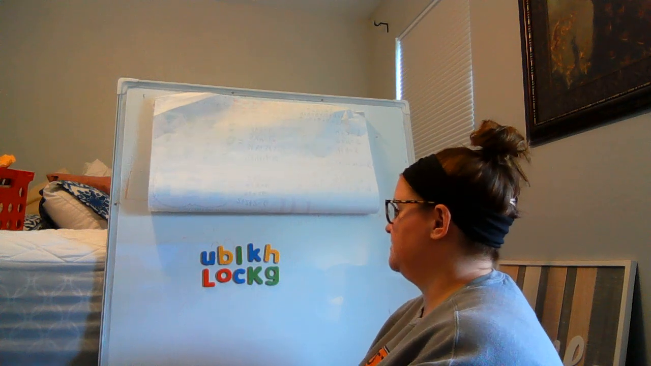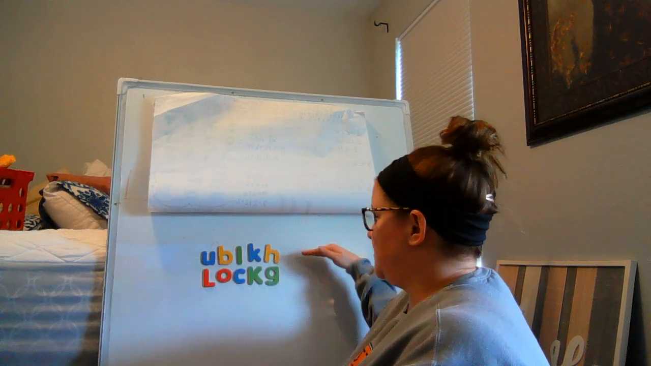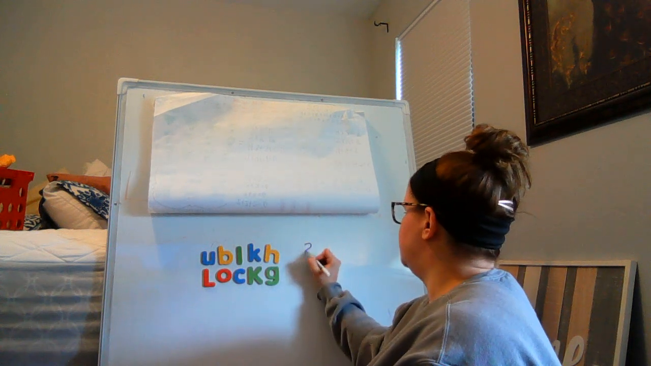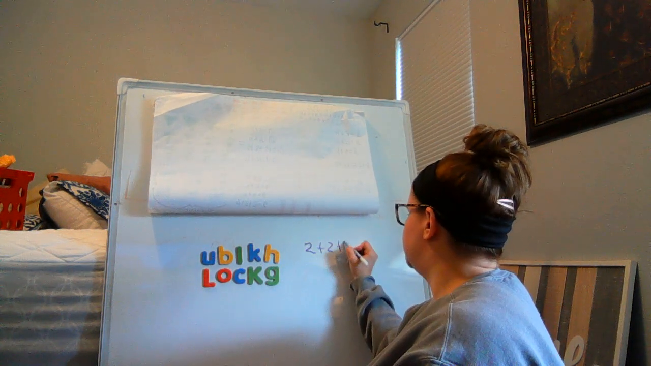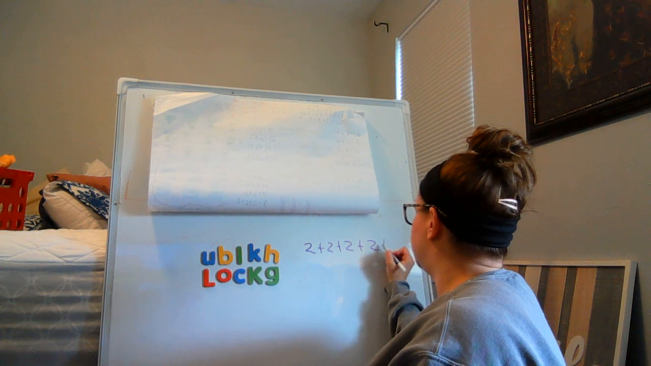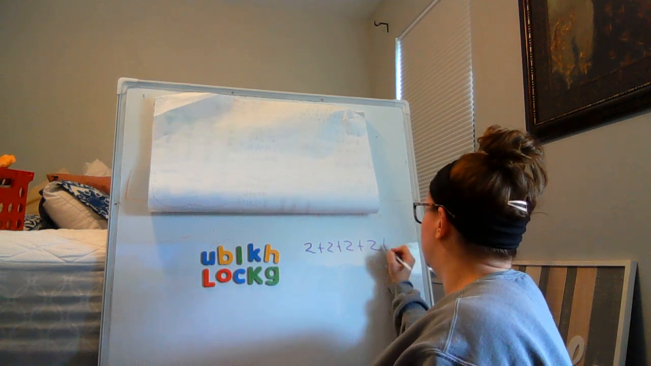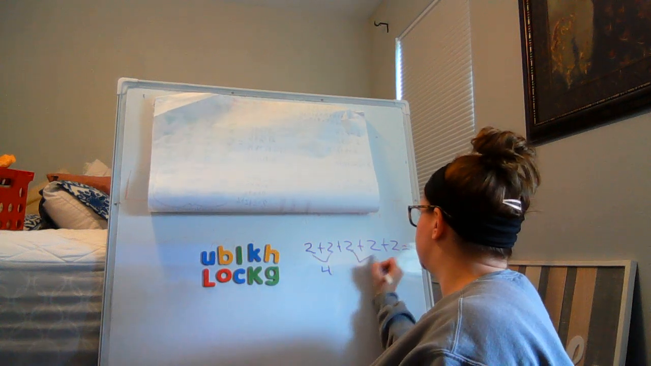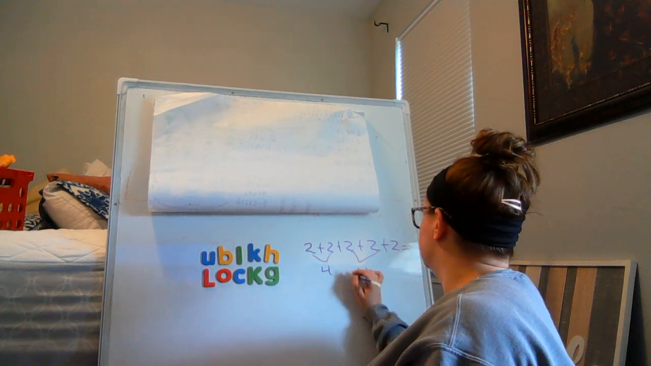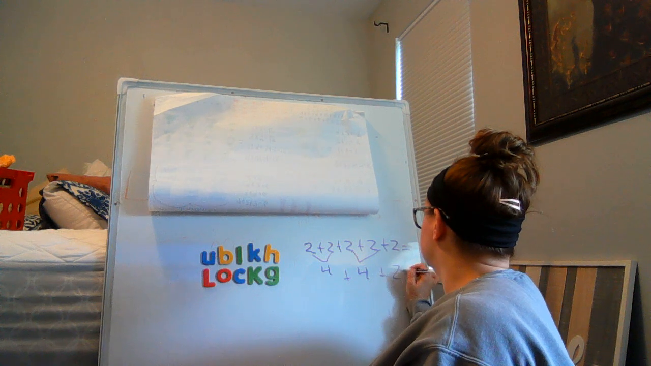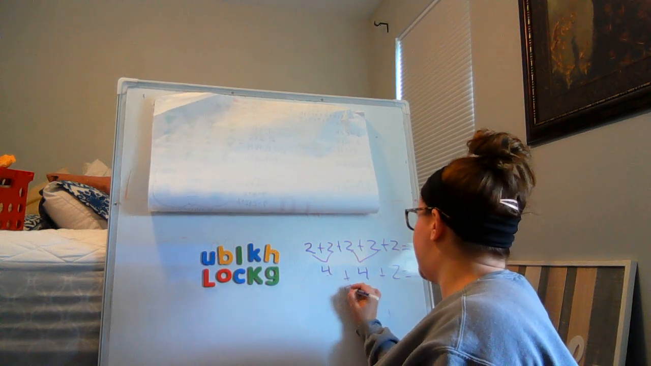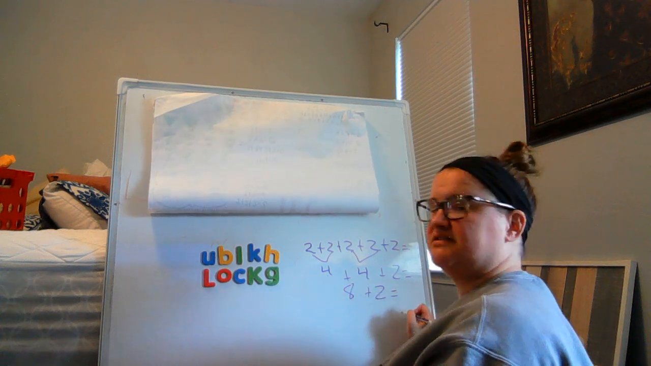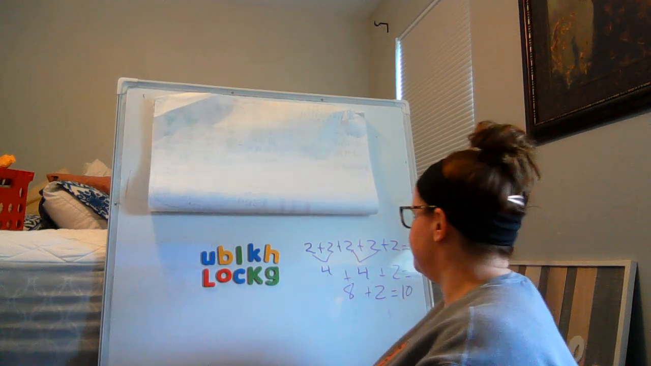So I could do 2 5 times. So I would do 2 plus 2 plus 2 plus 2 plus 2. 2 and 2 is 4. 2 and 2 is 4. 4 and 4 is 8. Plus 2 equals 10. Okay?